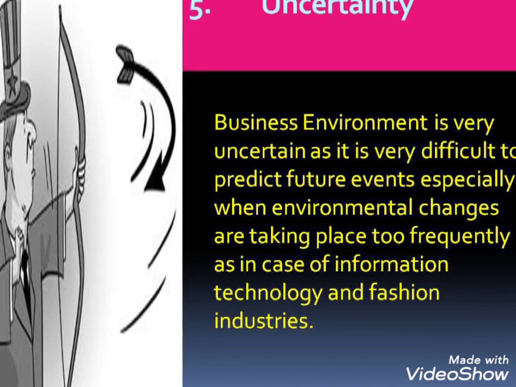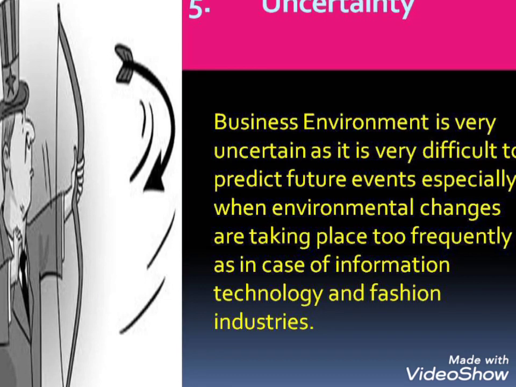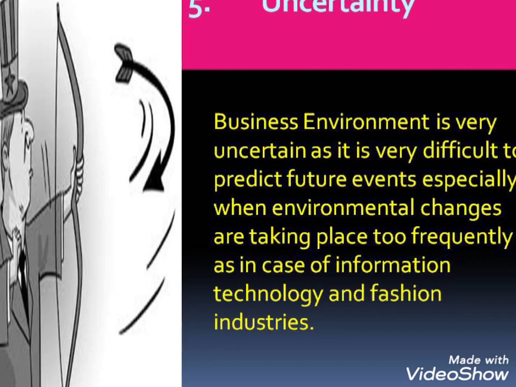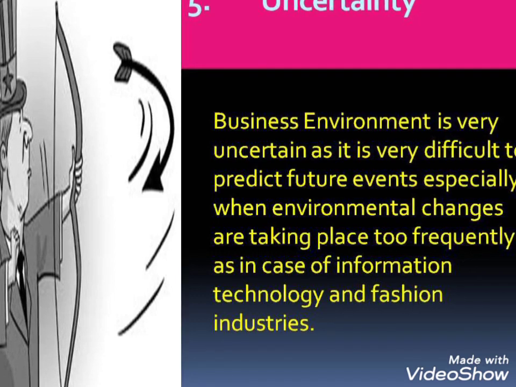For example, prediction of what changes will occur in information technology like computer hardware and software even in the near future is uncertain because the rate of change in IT is so fast that new technology emerges even before the old technology is fully assimilated.